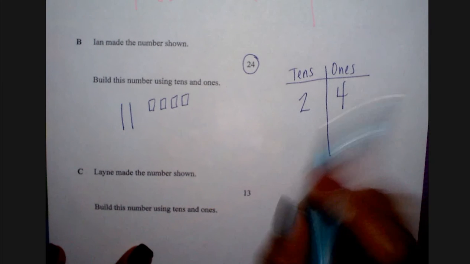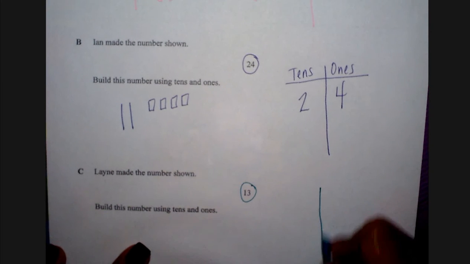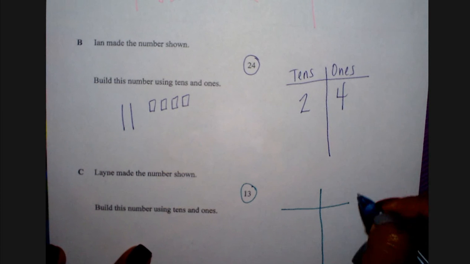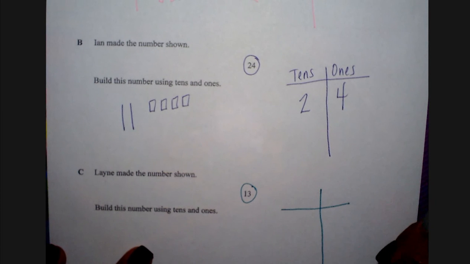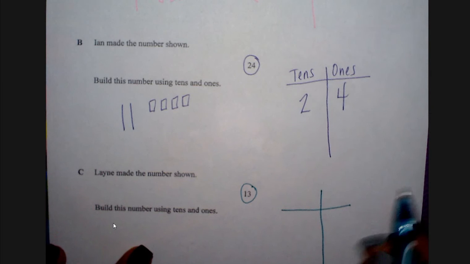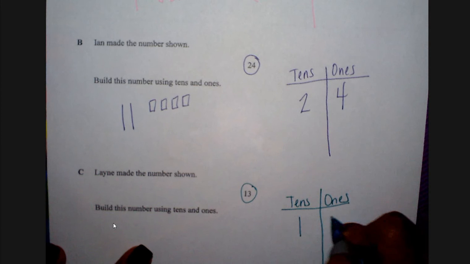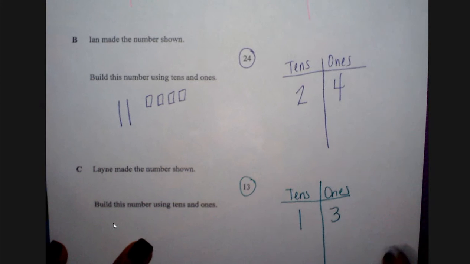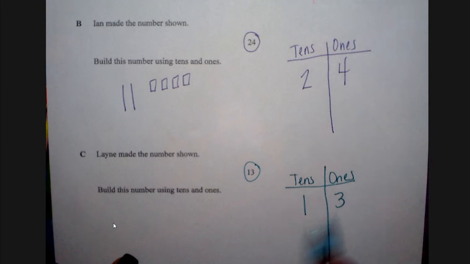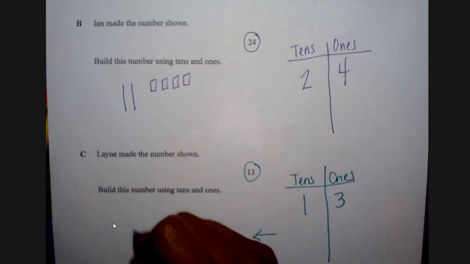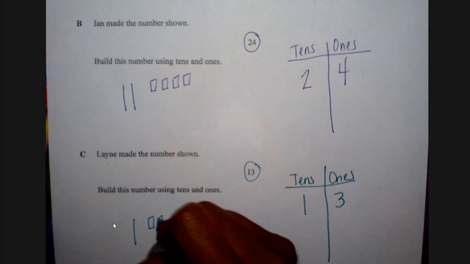Lainey made the number shown below, which is 13. Build the number using tens and ones. So then there is 1 ten and 3 ones in the number 13. So then we just bring this information this way, we build it. 1, 2, 3.